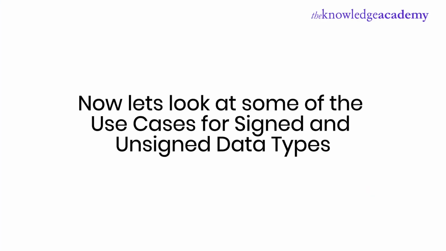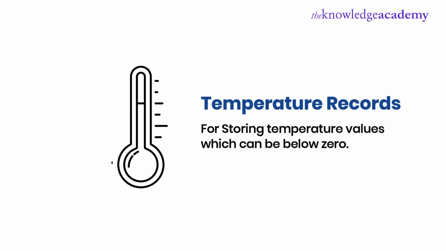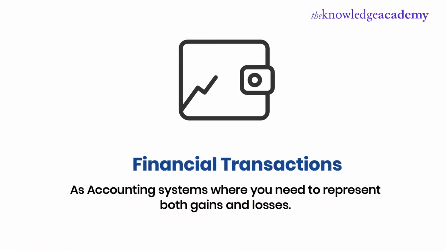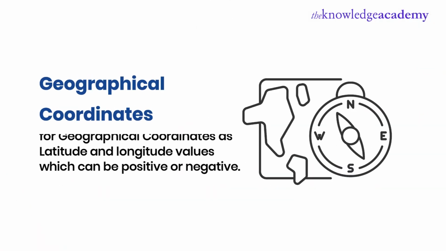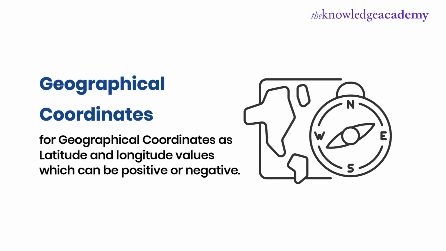Now let's look at some of the use cases for signed and unsigned data types. Signed data types are used for temperature records, for storing temperature values which can be below 0. They are also used for financial transactions in accounting systems where you need to represent both gains and losses, and for geographical coordinates as latitude and longitude values which can be positive or negative.